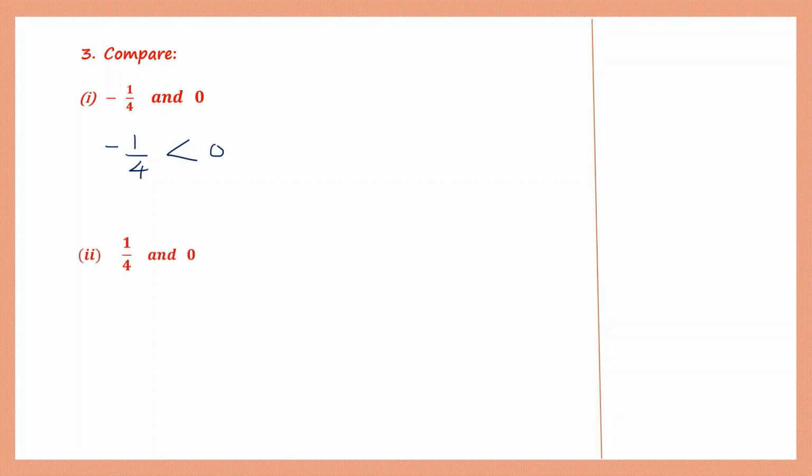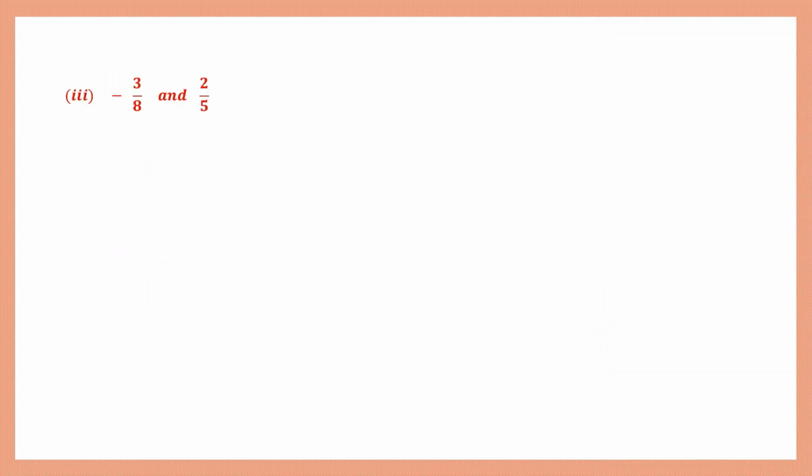Question 2, we have 1 by 4 and 0. 0 is neither positive nor negative. All the numbers to the left of 0 are negative and smaller. All the numbers to the right of 0 are positive and greater. So this is a positive number. It's greater than 0. So let's write down 1 by 4 is greater than 0.